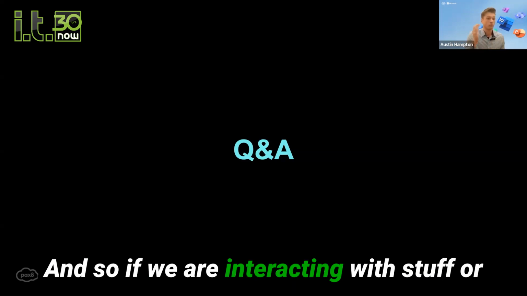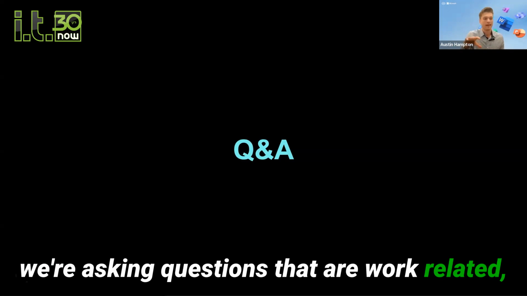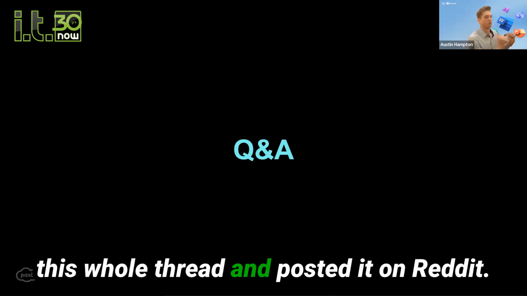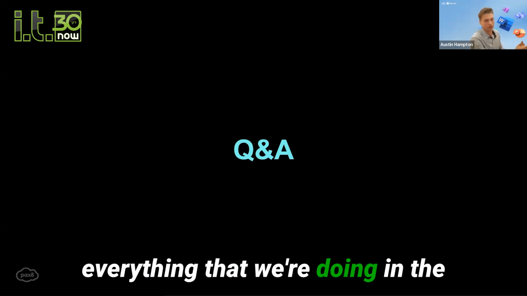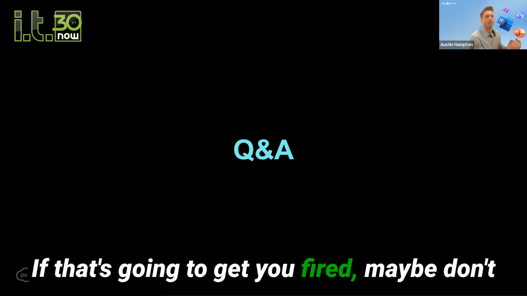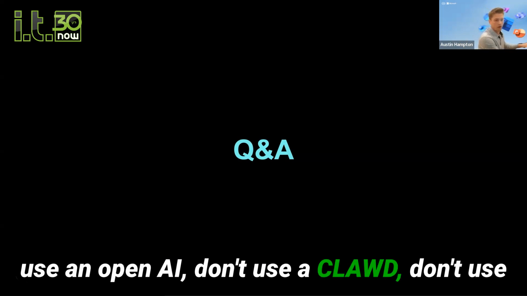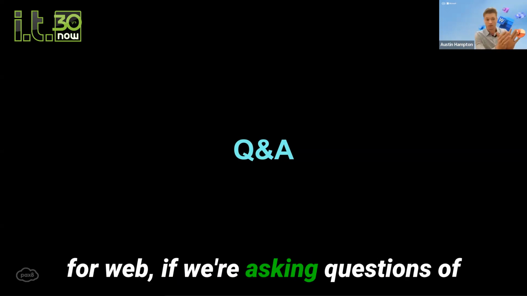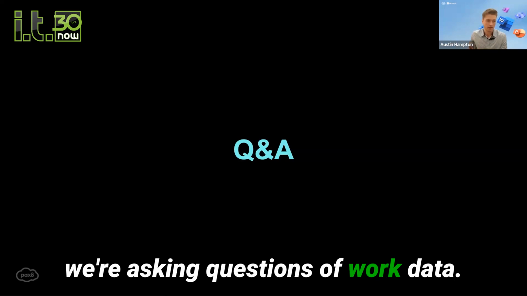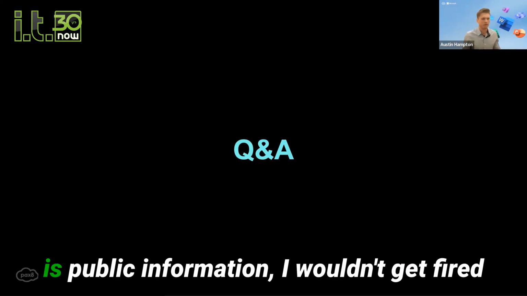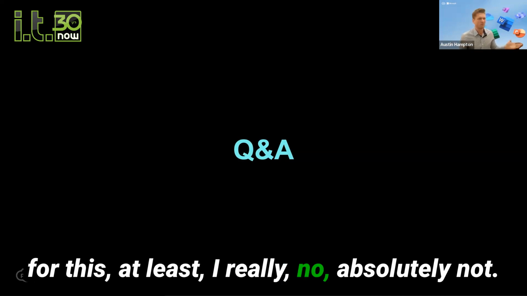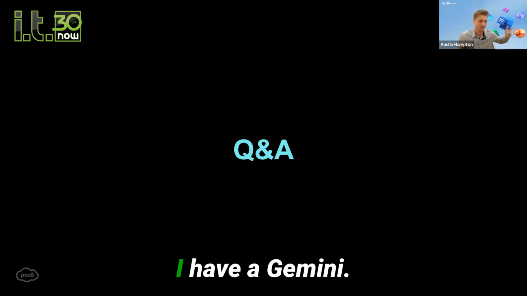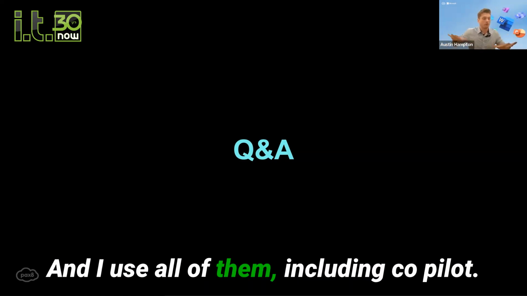And so if we're interacting with stuff or asking questions that are work related, that if we're really honest with ourselves, we probably wouldn't love it if we took this whole thread and posted it on Reddit. The whole screenshot of everything that we're doing in the chatbot just made it to Reddit. If that's going to get you fired, maybe don't use an OpenAI, don't use a Claude, don't use a Grok, and definitely don't use DeepSeek. If it is going to get you fired, use Copilot for web if we're asking questions of the internet, use Copilot for work if we're asking questions of work data. But if the answer to that question is, no, this is public information, I wouldn't get fired for this, absolutely not, I'm 100% certain I would not get fired, then go use those other models. I have a Gemini and I use all of them, including Copilot.